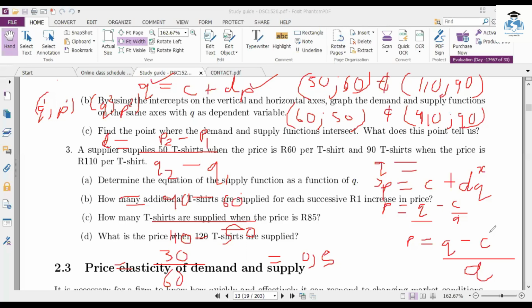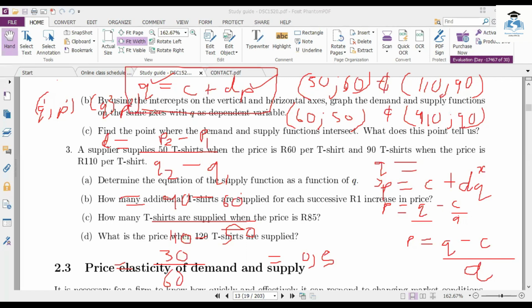Remember what I said. The equation doesn't change. Here you are not supposed to flip, like you are changing the subject of the formula. No. What you are simply doing at this moment is using the information that you are given to come up with this equation.